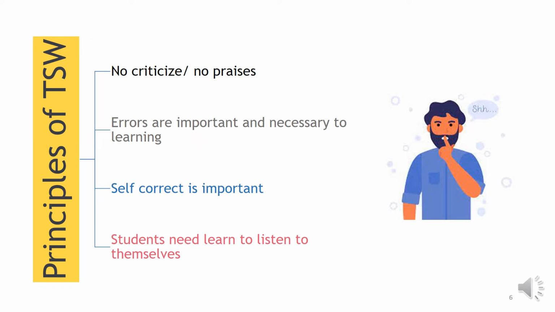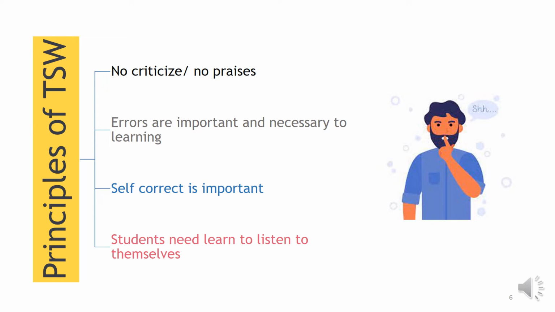Okay. The fourth principle is about errors being important and necessary to learn. It means there is no learning with no mistakes, okay? If there are mistakes or errors, there is learning. So it is a natural outcome of learning. We have to deal with it. There is no ideal answer. There is no authority for the teacher in the classroom and so on.